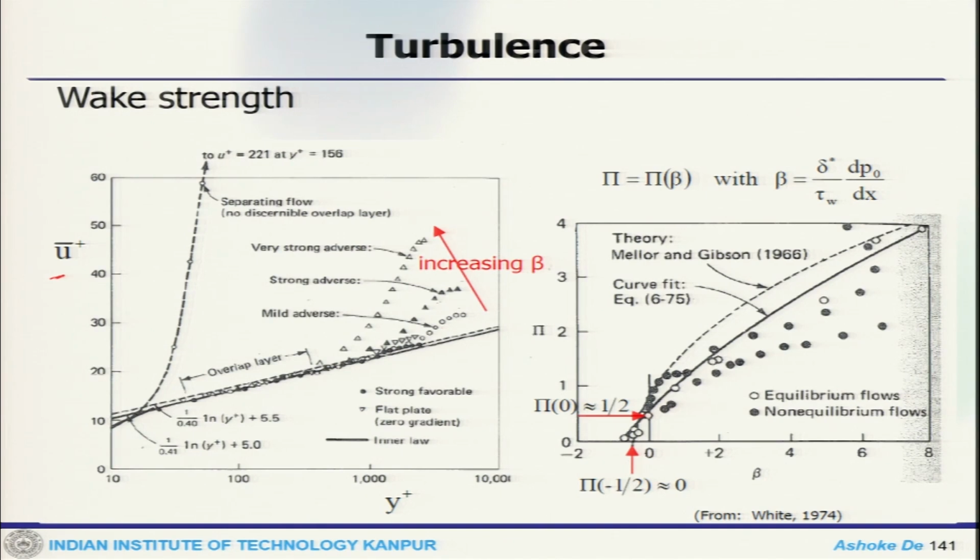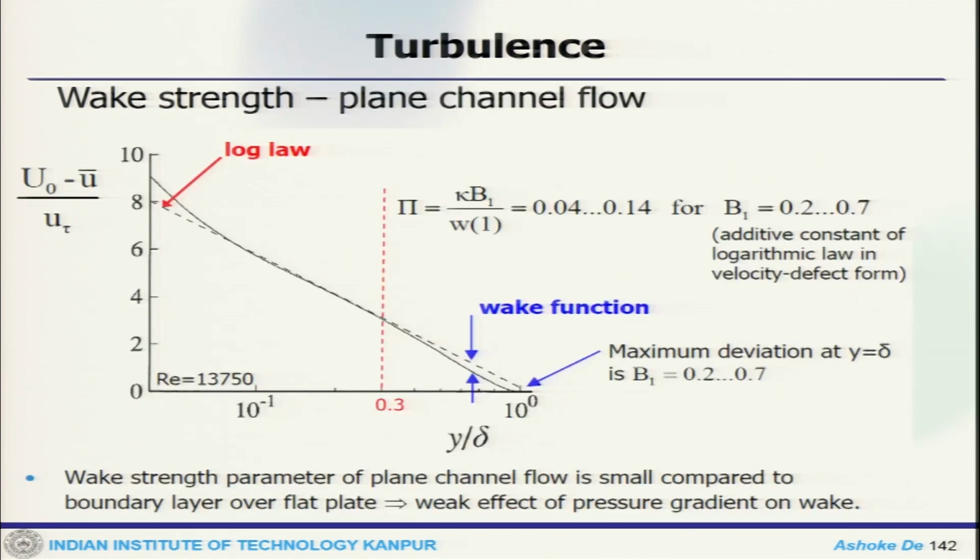So, you can actually define this wake strength, and if you look at plane channel flow, this is the velocity deficit with y by delta, and this is our maximum deviation at y by delta, and this is the plot for pi, which is at different values. So, the wake strength parameter of plane channel flow is small compared to a boundary layer over a flat plate. So, there is a weak effect of pressure gradient on the wake.